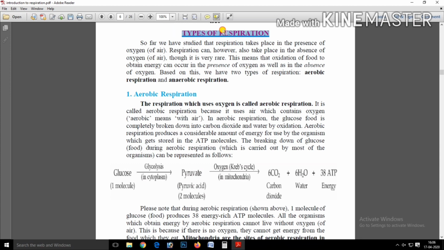Now, the types of respiration. Basically, there are two types of respiration: aerobic respiration and anaerobic respiration.